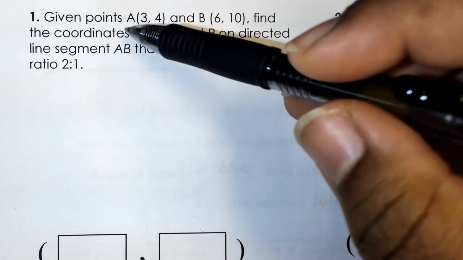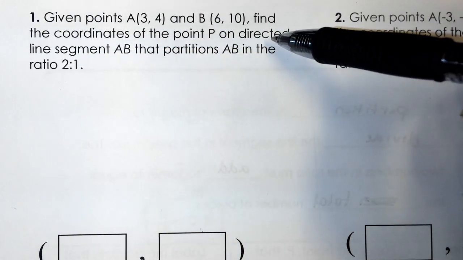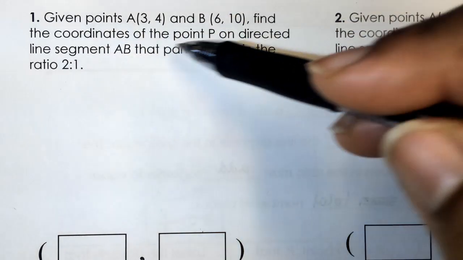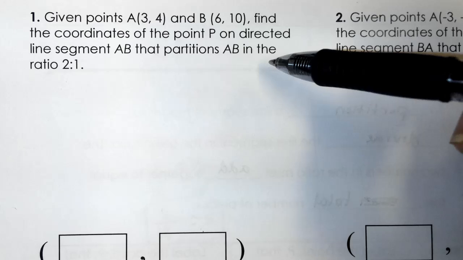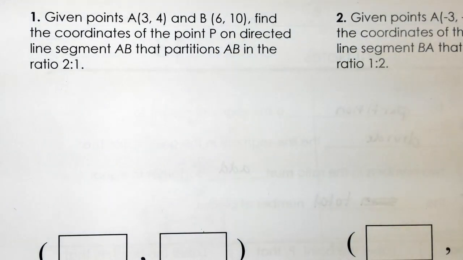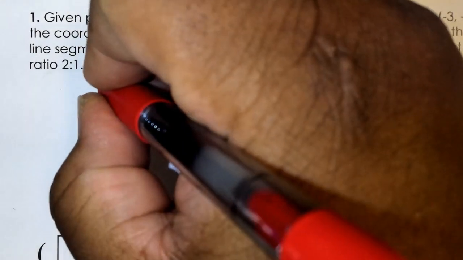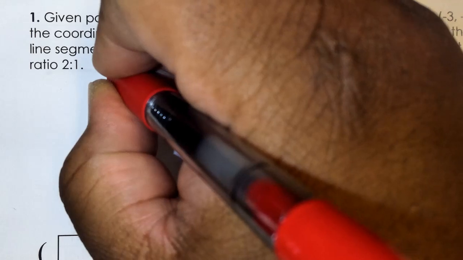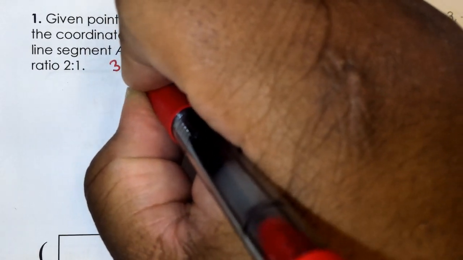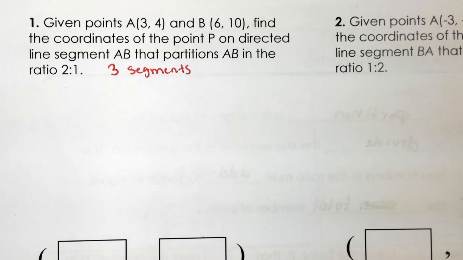Number 1, given points A and B, find the coordinates of the point P on the directed line segment AB that partitions AB in a ratio of 2 to 1. My ratio is 2 to 1. My first question I want to ask myself is, how many segments are there in total? Just add 2 plus 1, kids. 3. That's the number I'm going to be dividing by at the end.